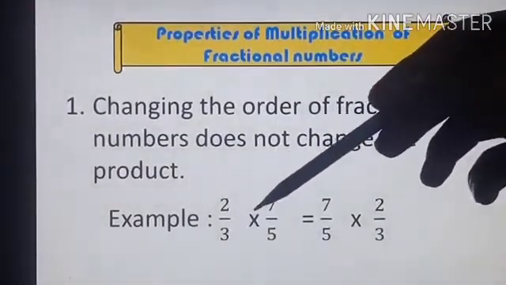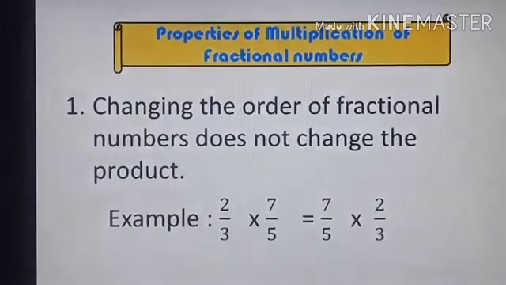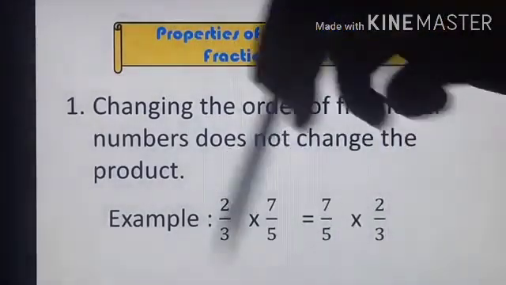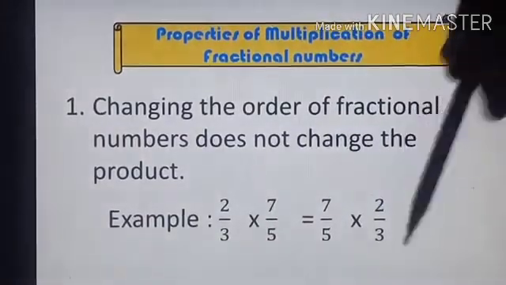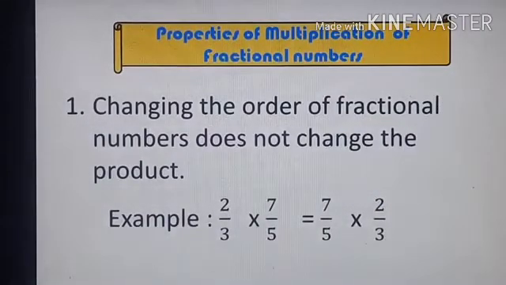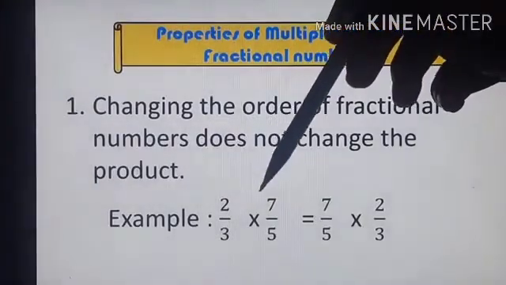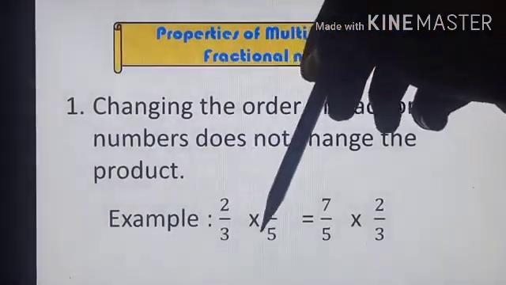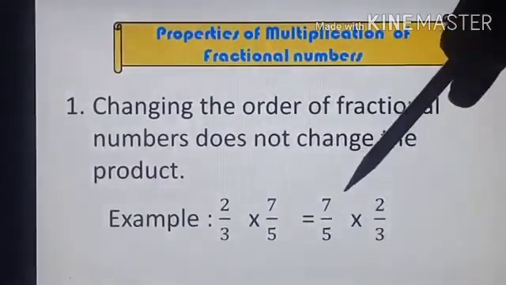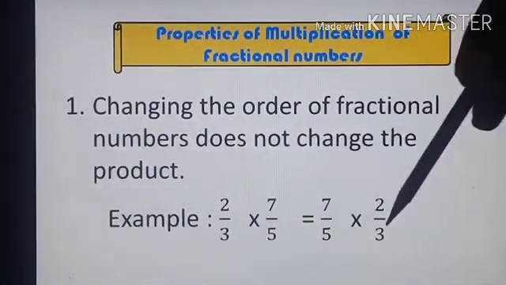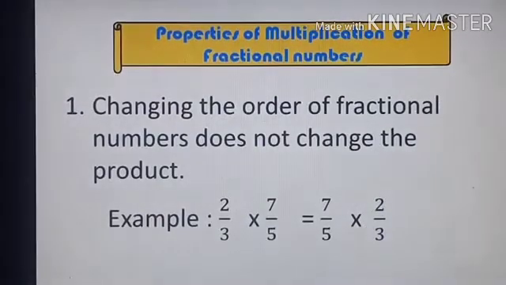2 upon 3 multiplied by 7 upon 5. So if we are changing the order, 7 upon 5 multiplied by 2 upon 3. So we can check, is it giving the same answer on both sides. 7 2s are 14 and 5 3s are 15. So left side is giving us 14 upon 15. Right side, 7 2s are 14, 5 3s are 15. 14 upon 15. So when we are changing the fractional numbers, it does not change the product. Understood?